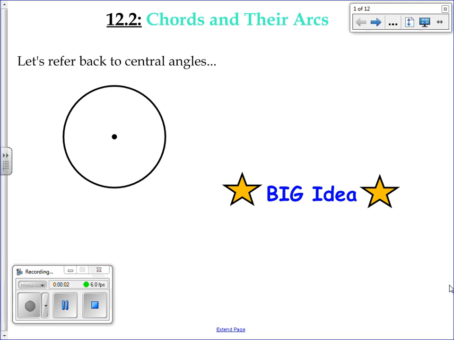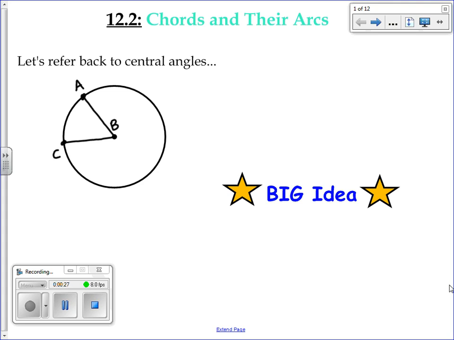Hey guys, so tonight we're going to talk about section 12.2, which is chords and their arcs. To begin this lesson, let's refer back to central angles. Here we have a circle. I'm going to have you draw this with me. Let's draw one central angle on the left, and let's name that angle ABC.